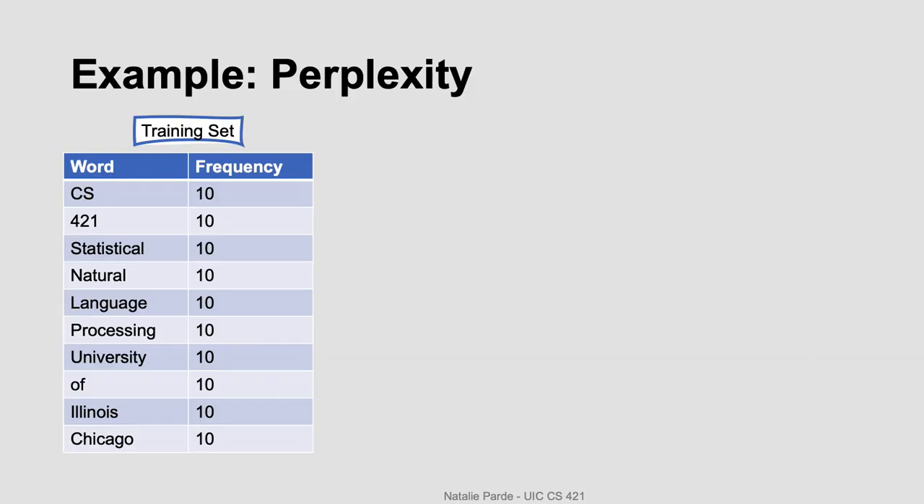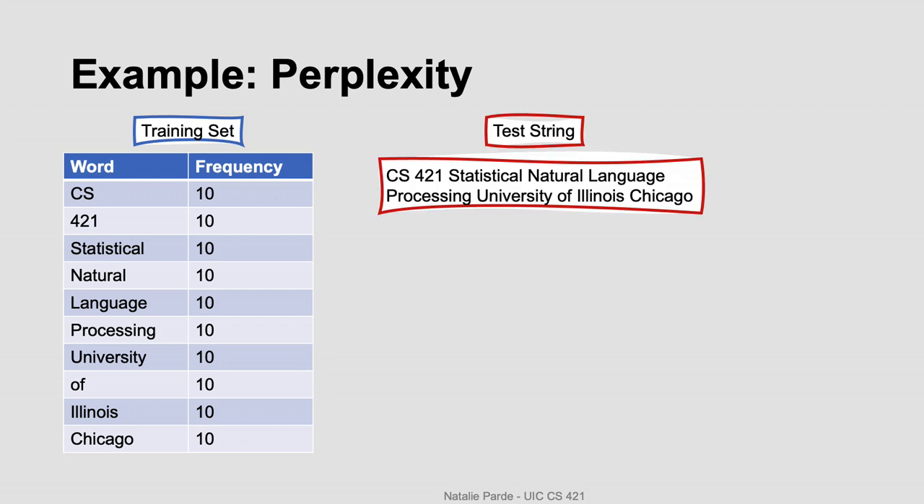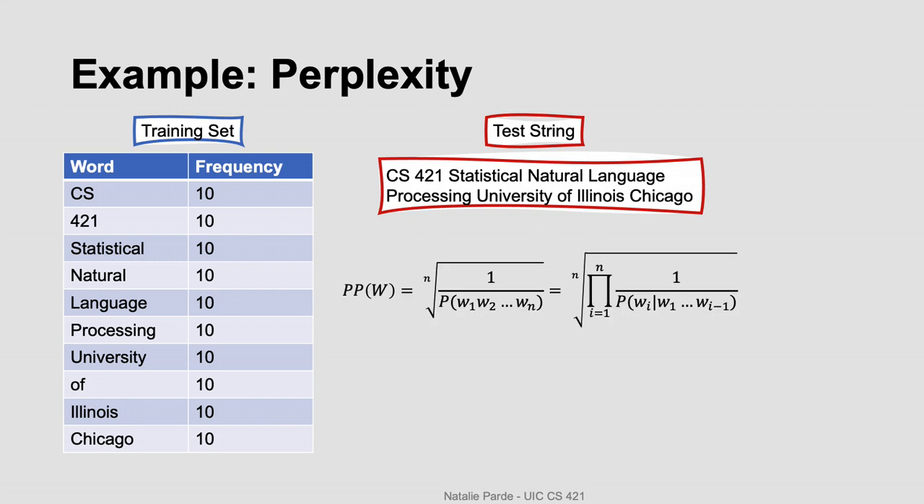We'll go through an example to see what that looks like. Here we have a small training corpus, so it looks like we have 10 different words in our training corpus, and each of those words happen to occur 10 times. And we also have a test string. Our test string, quite luckily for us, happens to be a string of the exact same words in our training corpus, with each used once. As a refresher, here's the equation for computing perplexity.